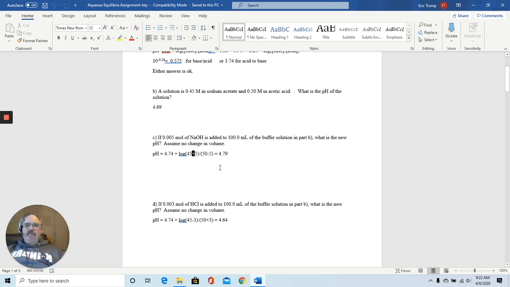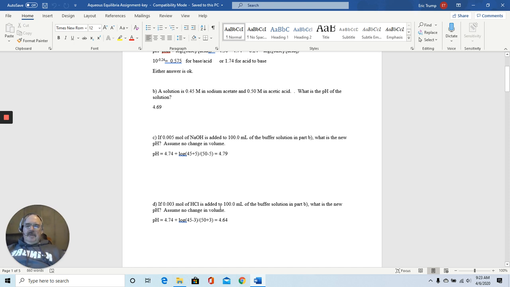So in the numerator we have 45 plus 5, in the denominator we have 50 minus 5, and if we solve we get 4.79 for the pH. And we can see that the pH has changed very little. We went from 4.69 to 4.79, and our pH should go up since it's becoming more basic.